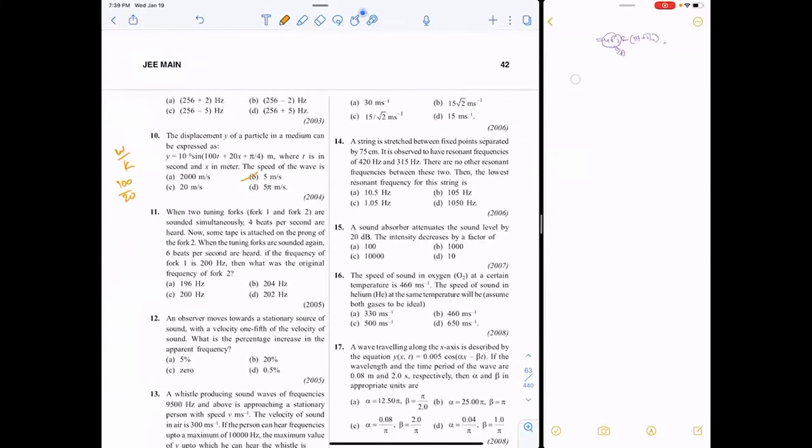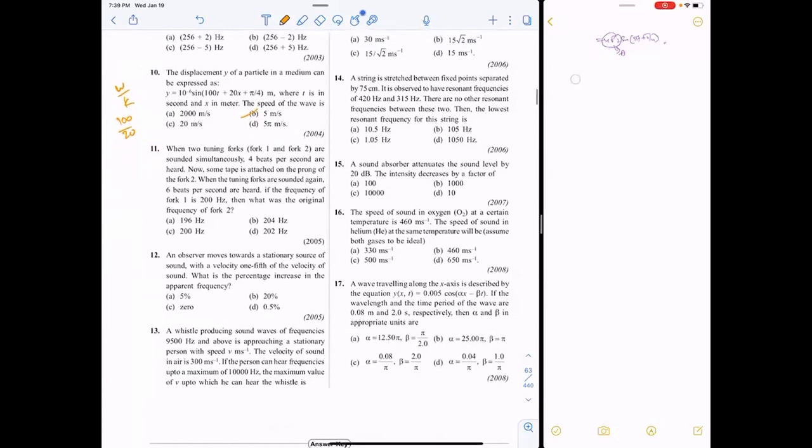Fourteenth question. Give a try. Oh, sound absorbed. It means the intensity is a factor of... traveling along x-axis. We'll do 12th or this one. Where is this?